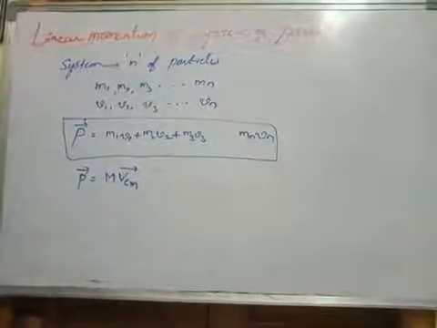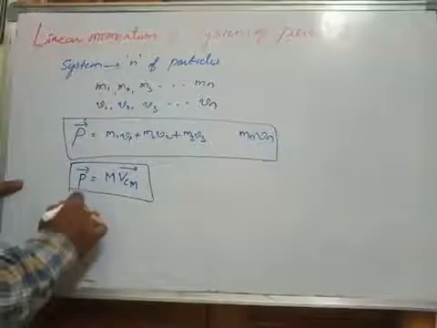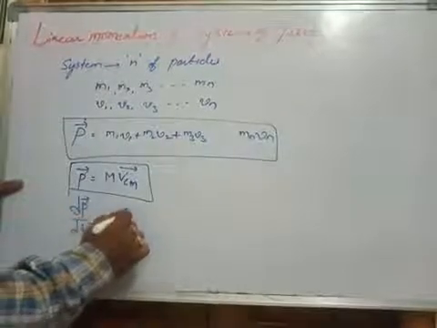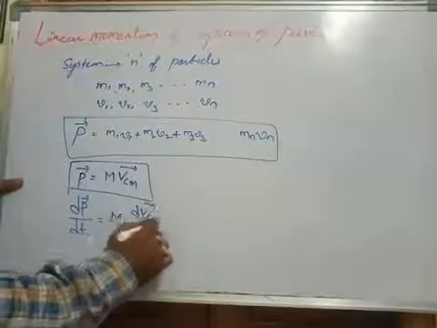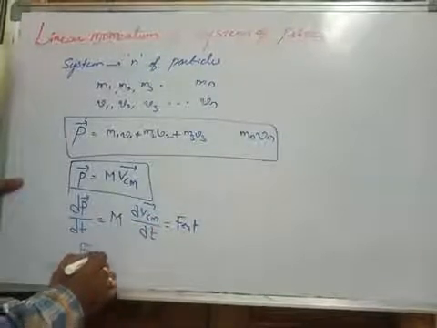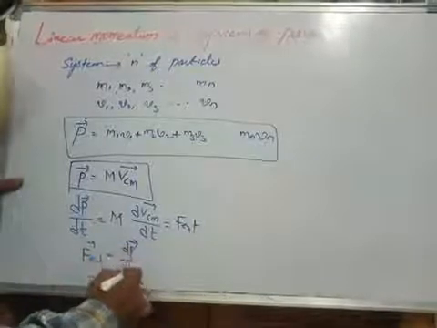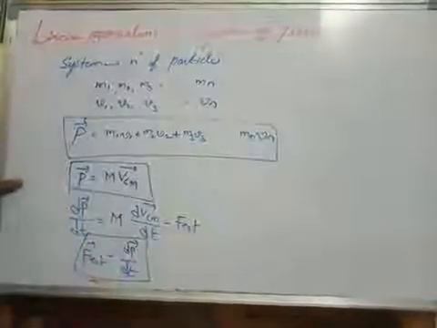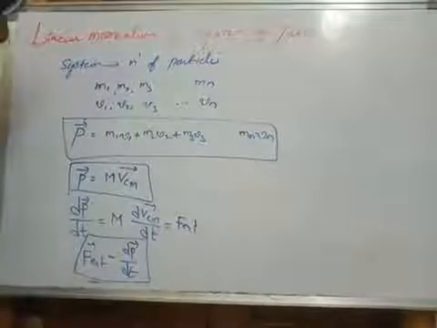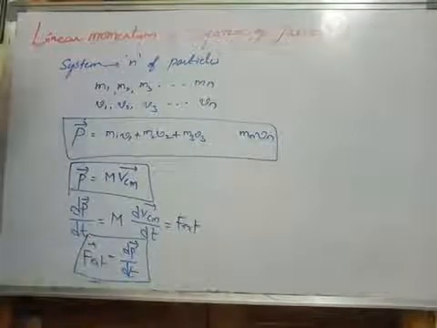Now let us take the rate of change of momentum. This is the total momentum of the system. The rate of change of momentum is nothing but the external force, dP bar by dt. M is a constant term, so that is M times dVcm bar by dt, which is equal to F external. So F external is equal to dP bar by dt. This is the linear momentum of a system of particles. F is nothing but the external force acting on the system of particles.